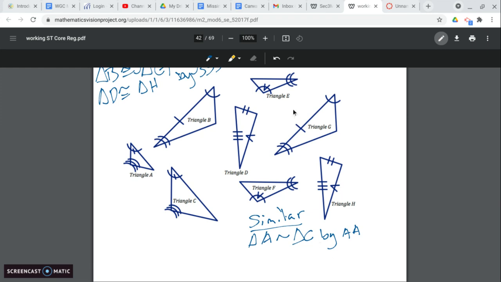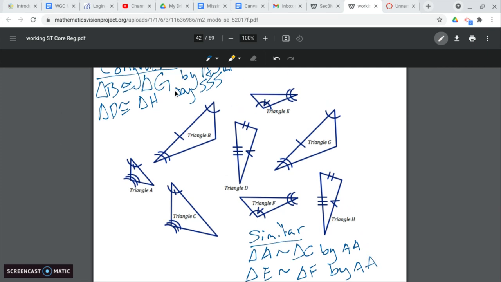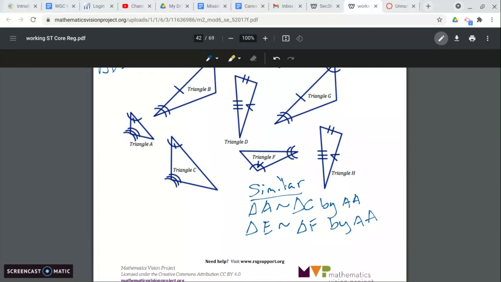So that being said, we've got 2 here and 1 with that mark. Notice triangle F has the same thing. So triangle E is similar to triangle F by angle, angle. Now, if triangles are congruent, they are also similar. So triangle B is similar to triangle G, and triangle D is similar to triangle H, also by angle, angle. So that will always be the case. If figures are congruent, they are also similar.